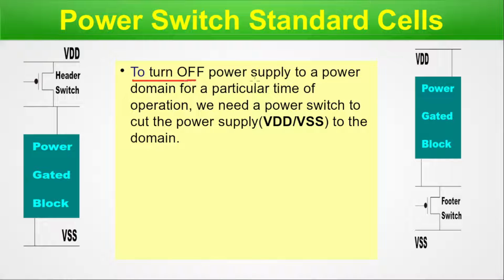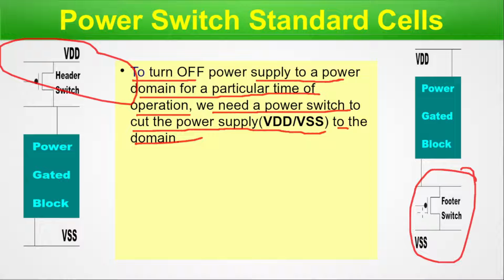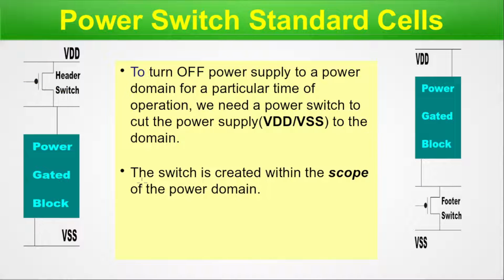To turn off power supply to a power domain for a particular operation, that means for a particular duration, we need a power switch to cut the power supply of the VDD or VSS to the domain. That means either we can cut from the VDD or from VSS depending upon how the instruction is coming from the PMU or PMB. Next, the switch cell is created within the scope of the power domain.